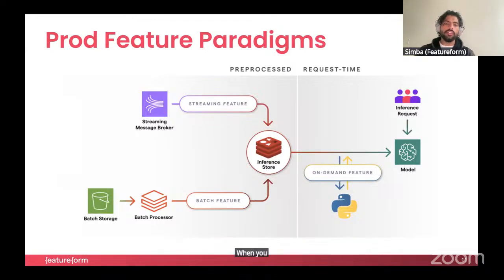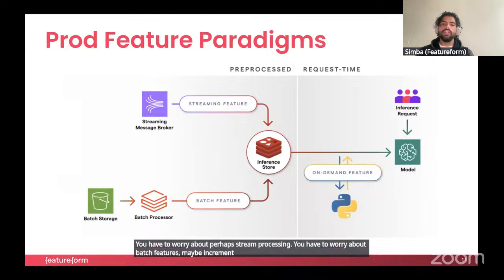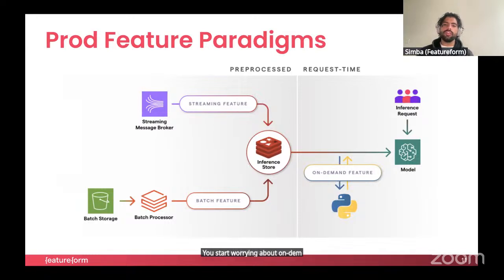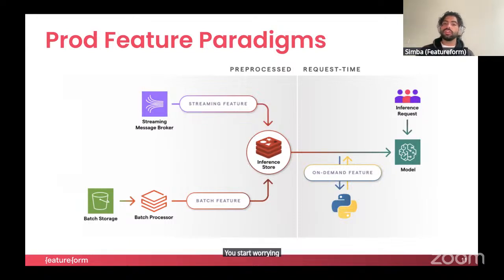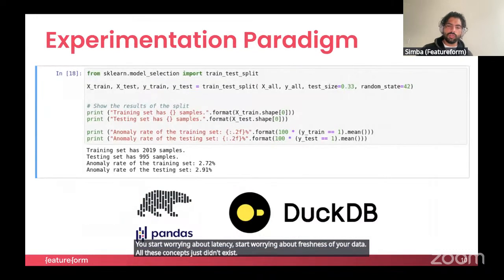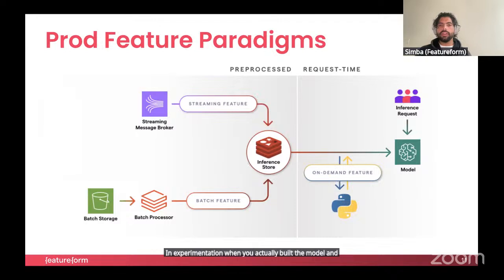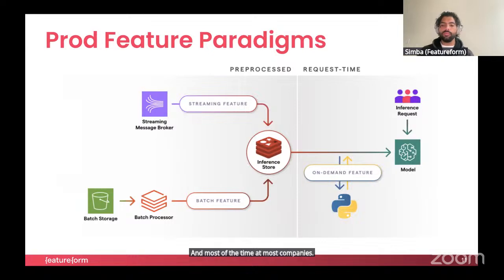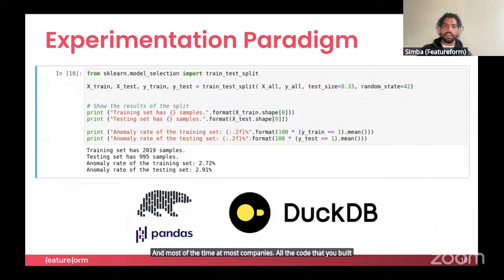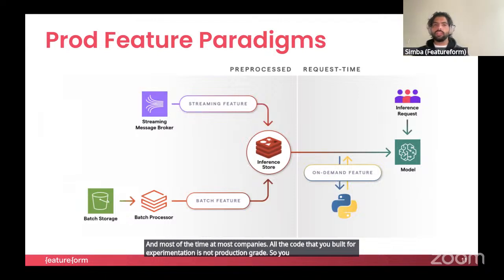And then once your features are ready for production, you have to put them in prod. When you put them in prod, you suddenly have to worry about performance. You have to worry about perhaps stream processing, batch features, maybe incremental updates. You start worrying about on-demand features, where you have to actually build them at request time. You start worrying about latency and freshness of your data. All these concepts that didn't exist in experimentation when you built the model and trained it suddenly become extremely important. And most of the time, at most companies, all the code that you built for experimentation is not production grade, so you have to essentially rebuild it into this paradigm.